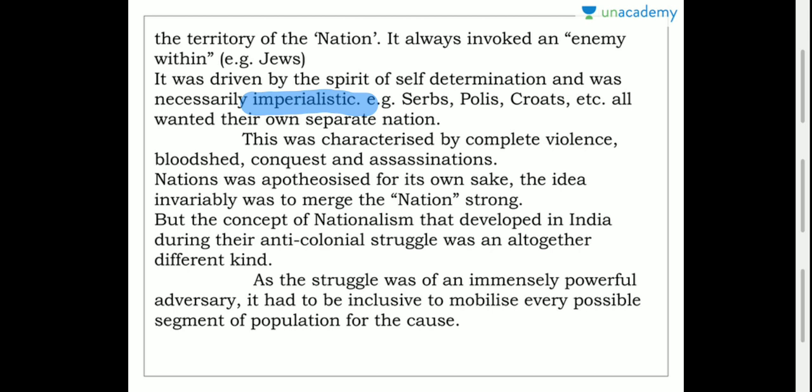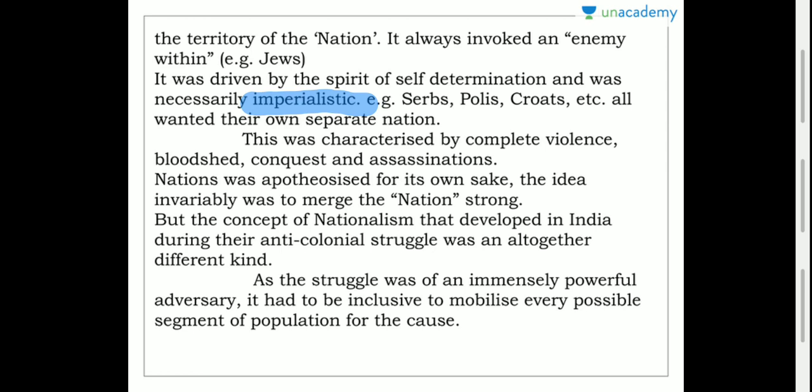Nation was emphasized just for the sake of nation. उनको देश चाहिए था क्योंकि उनको देश चाहिए था. They can never be united. Therefore छोटे छोटे देश आए थे. The idea invariably was to merge the nation strong.